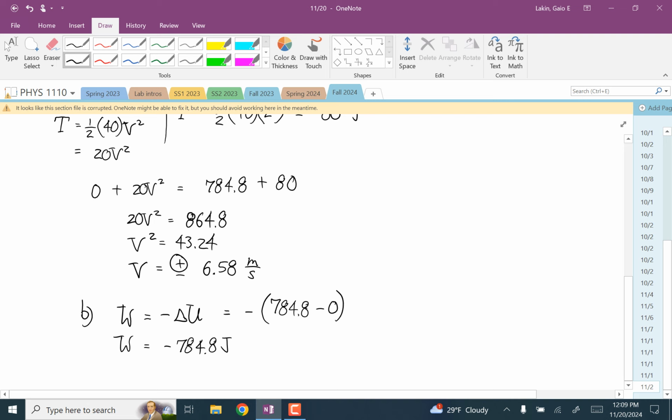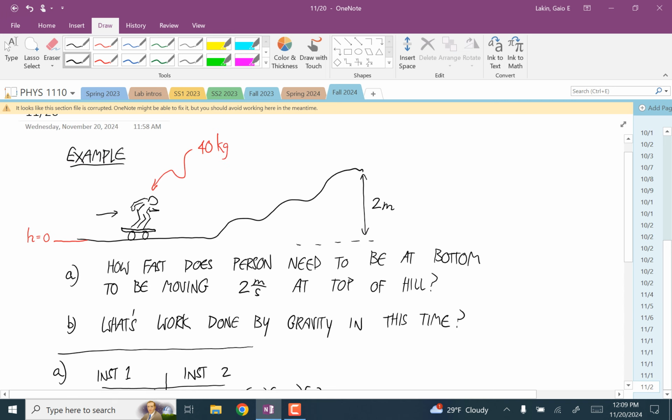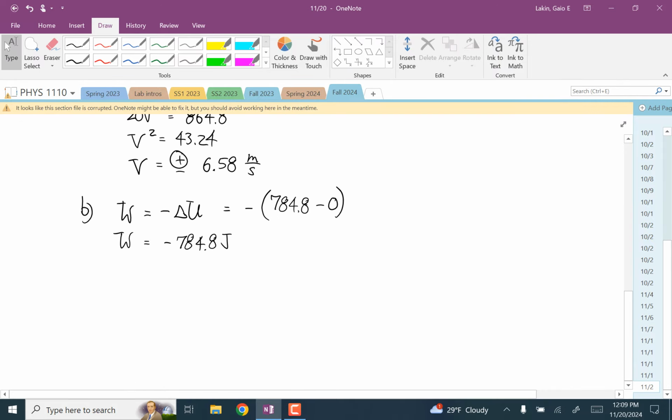Well, if the only work is done by gravity, then that's the only thing affecting the speed of the object. So does it make sense that from the starting instant to the later instant, energy is taken away from the object? Kinetic energy is taken away? Yeah, it starts out fast, ends up slow, and so you'd expect to have a decrease in kinetic energy.